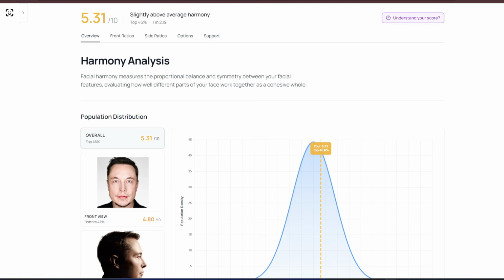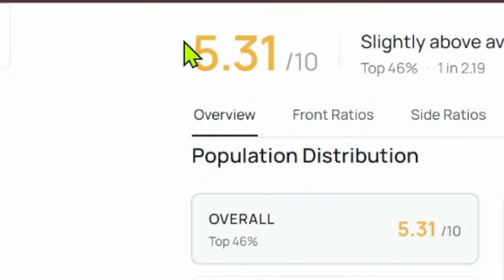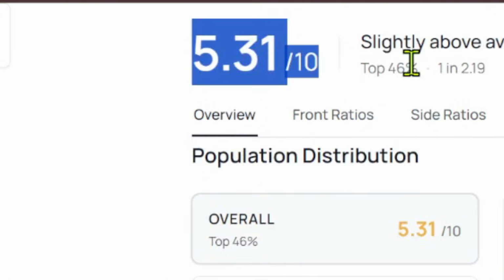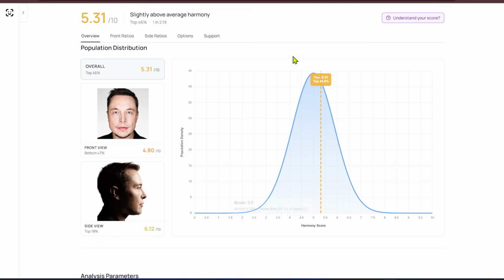So on FaceIQ Labs, I've pinpointed and landmarked his front and side profile, and he gets a 5.31 out of 10. This is a slightly above average harmony. It's quite better than I expected, and his side profile is kind of carrying the score. With the front profile, you can see the unappealingness and the low dimorphism.